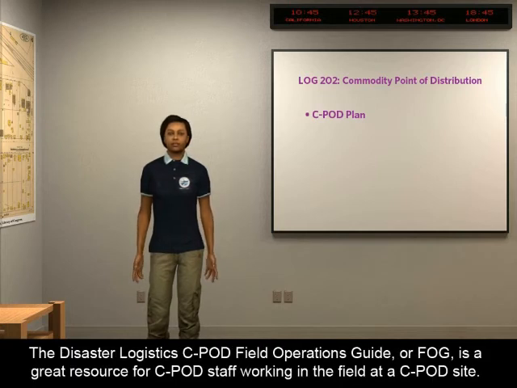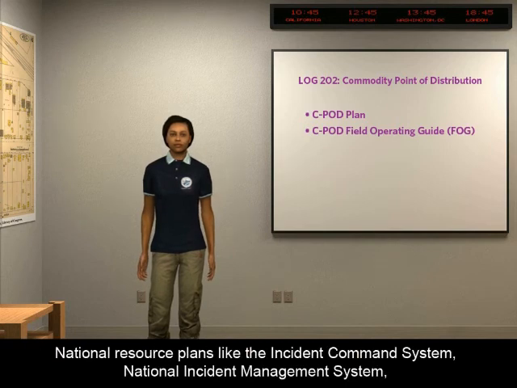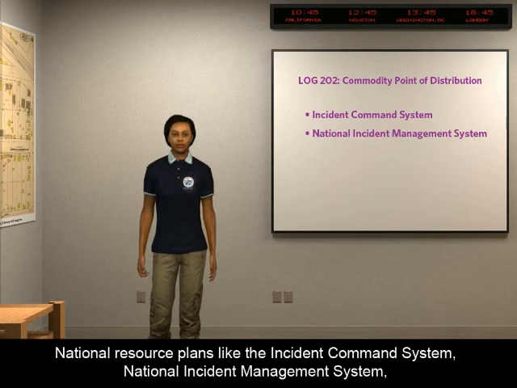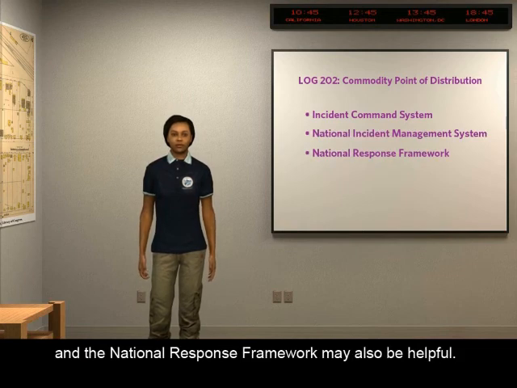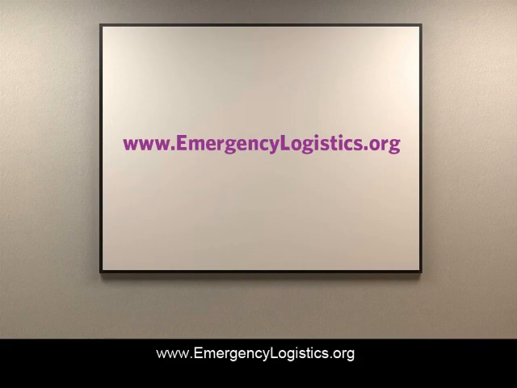The Disaster Logistics CPOD Field Operations Guide, or FOG, is a great resource for CPOD staff working in the field at a CPOD site. National resource plans like the Incident Command System, National Incident Management System, and the National Response Framework may also be helpful. For more information on how to access these resources and many more, visit the Regional Logistics Program website, www.emergencylogistics.org.